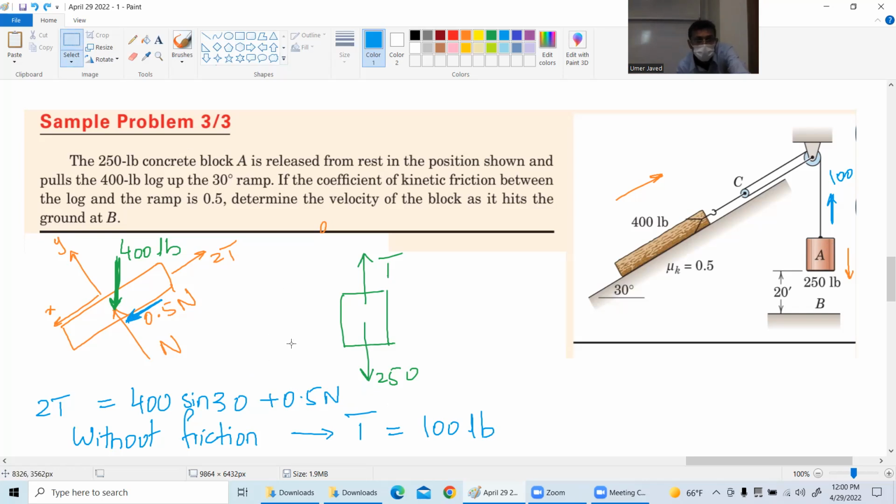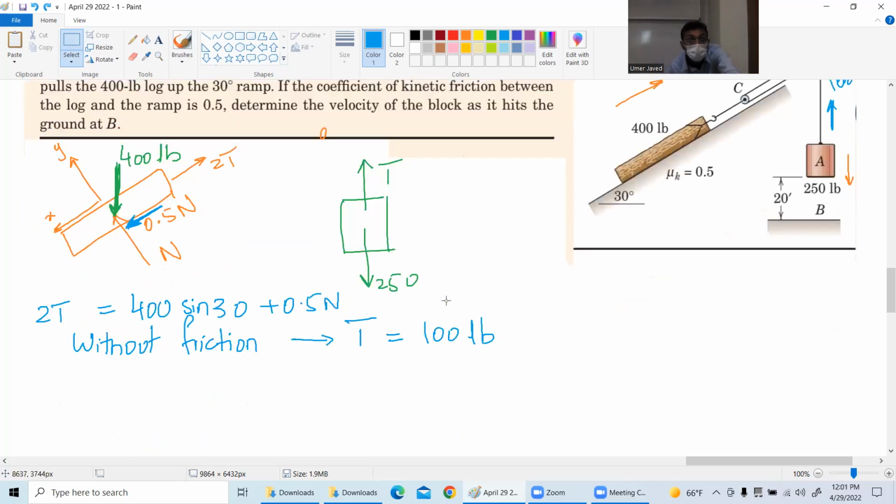I apologize. I said without friction. So if there is no friction, I still have 2T. No, sorry. Okay. Good. So without friction, I get 100. So I have determined that the log is going up and this block is going down. Now that I have a clear idea, I put the arrow downwards. Now that I understand this, that the direction of this 0.5 N will be in this direction, I can continue with the problem.